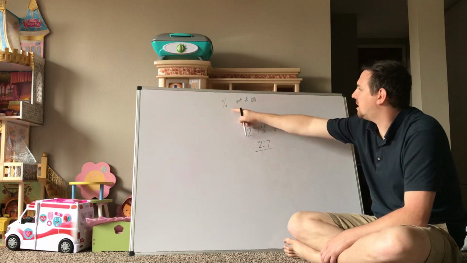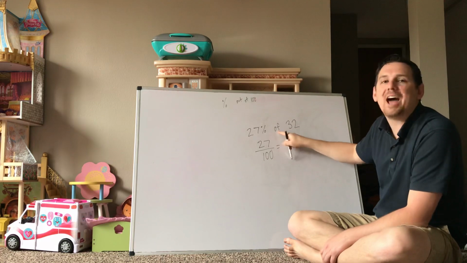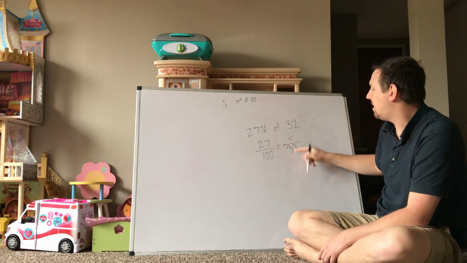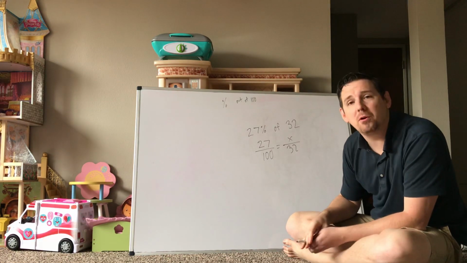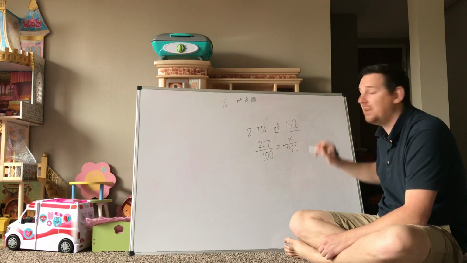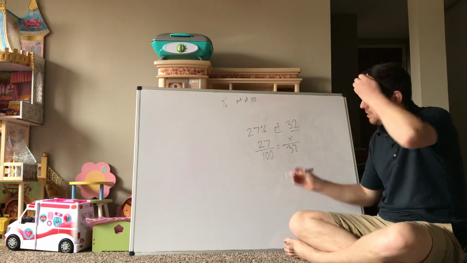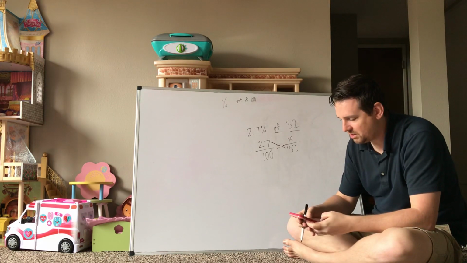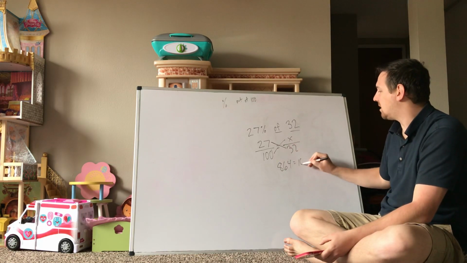27%, percents are out of 100, so this percent is over 100. What it's out of is 32. Mackie, is that number always going to go on the bottom? Most likely, yes. Yet there are problems where it will go on the top, but for our sake, we're going to put it down here because it's out of it. It's like a fraction, it's out of it. When we solve our proportion, 27 times 32, I don't know what that is. 864. 100 times x, 100x.